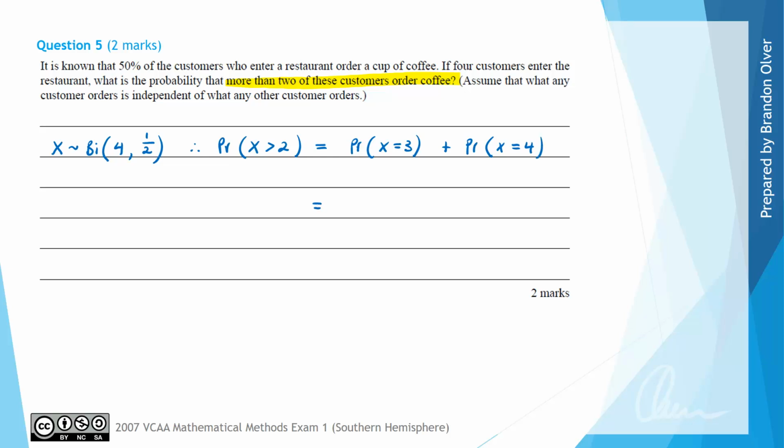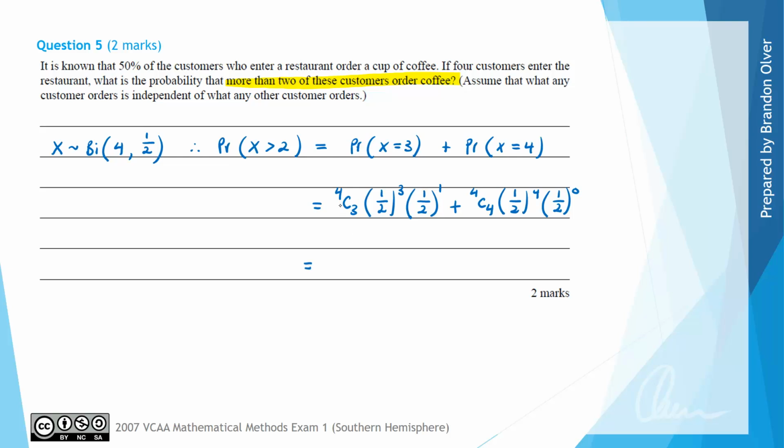And using our binomial distribution, we have a formula that can be used to evaluate these. So for the probability x is equal to 3, we have 4 customers and we choose 3 of them to purchase a coffee, multiplied by the probability that they order a coffee to the power of the number of customers, and then the probability that they do not order a coffee, which is also a half, to the number of customers who didn't order a coffee. Then we add on 4 choose 4 to purchase a coffee with 1/2 to the power of 4 and then 1/2 to the power of 0.